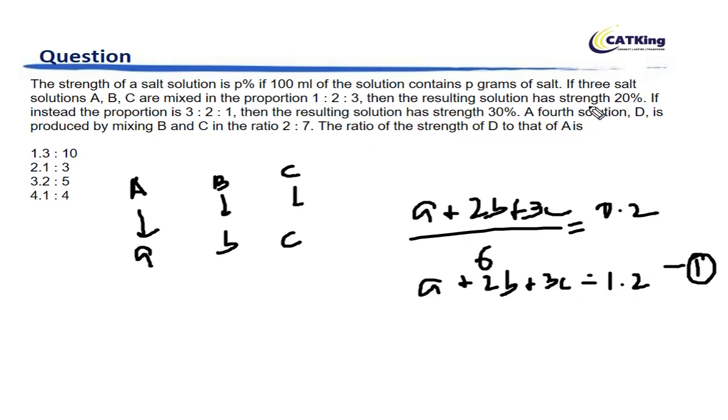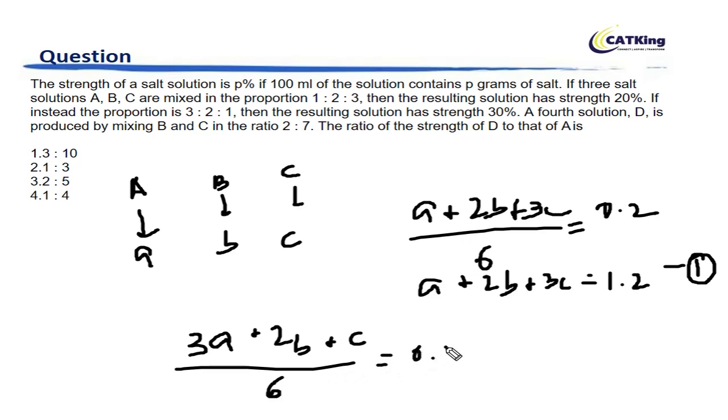Now if instead the proportion is 3 is to 2 is to 1, then it has 30% strength. So if we take 3A plus 2B plus C, the concentration will become 3 is to 2 is to 1 divided by 6, that is given as 0.3. So therefore we can say that 3A plus 2B plus C is equal to 1.8.